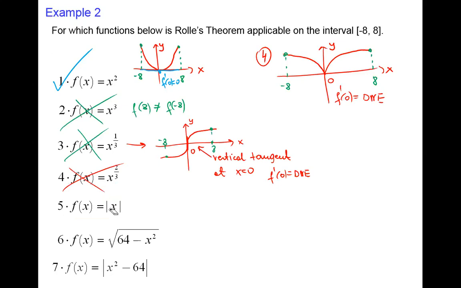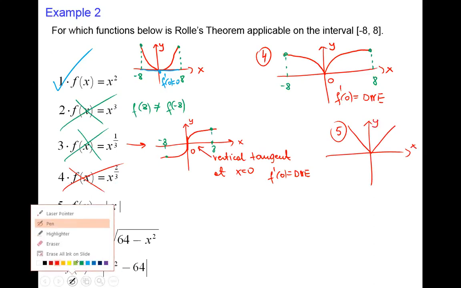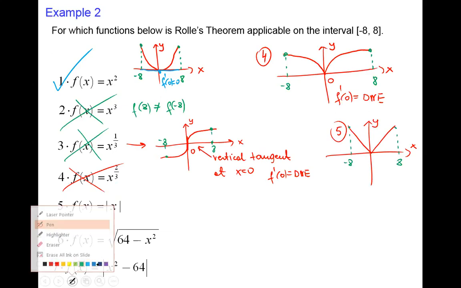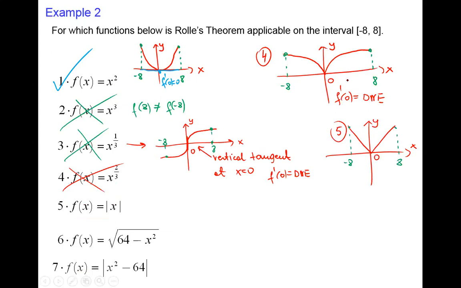Okay, what about absolute value of x? Does this function satisfy all of the conditions? Continuity, the value for 8 and negative 8, and derivatives. Now, what's the problem with this function? Absolute value of negative 8 is the same as the value for 8, but at 0, 0 is similar to number 4. The derivative at these corners doesn't exist. It's undefined. Okay, that means that's not good.